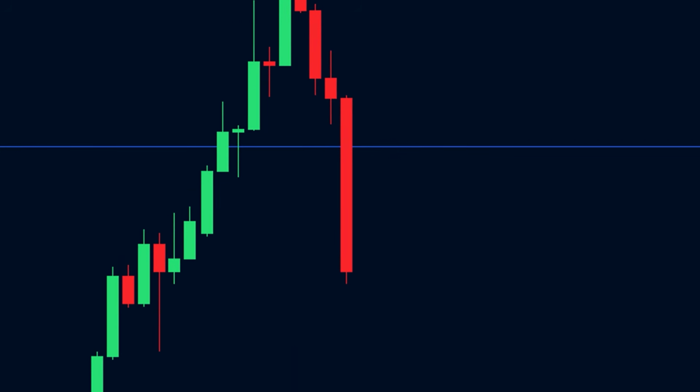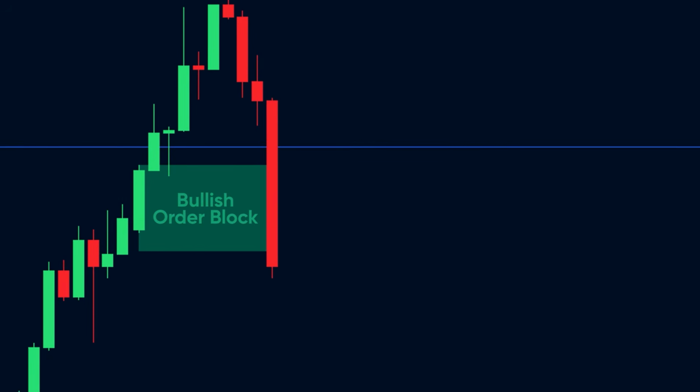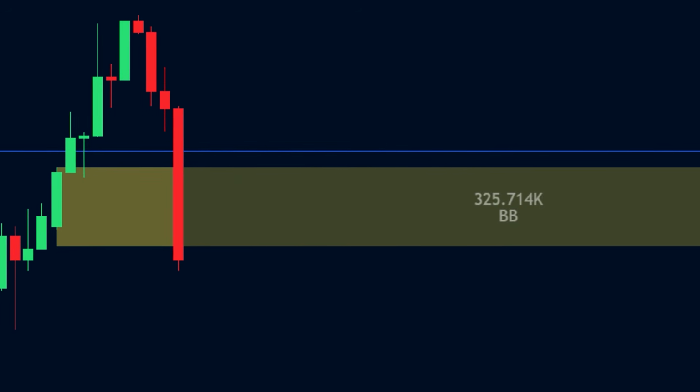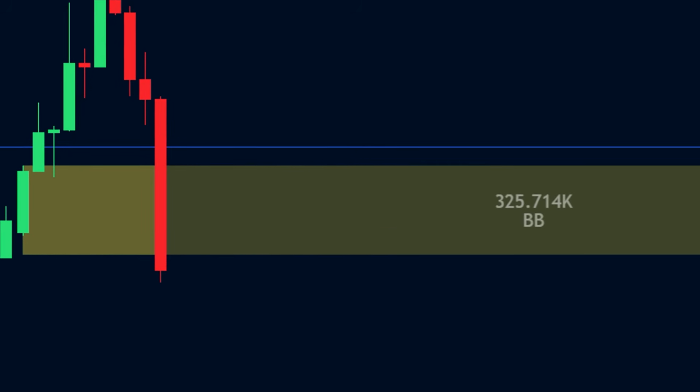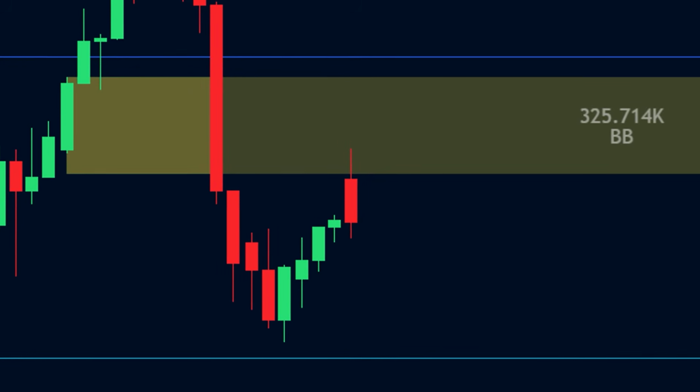And right at the low of the move that caused the sweep, you'll see a bullish order block get broken through. That broken order block is now a bearish breaker block. But you don't enter yet. You wait for the retest. Price drops down, then rallies back up toward that newly formed bearish breaker block.